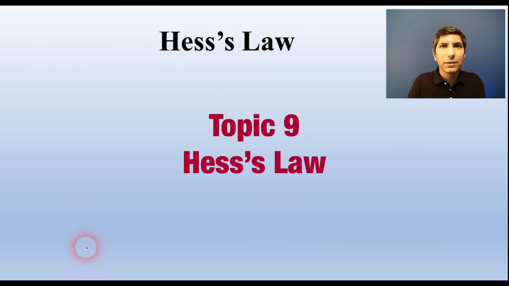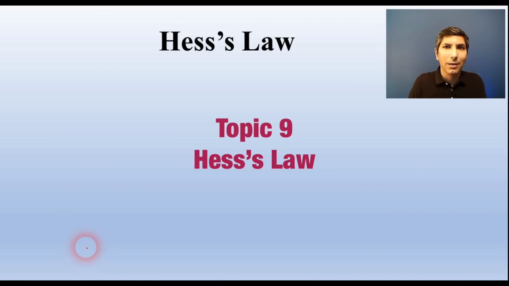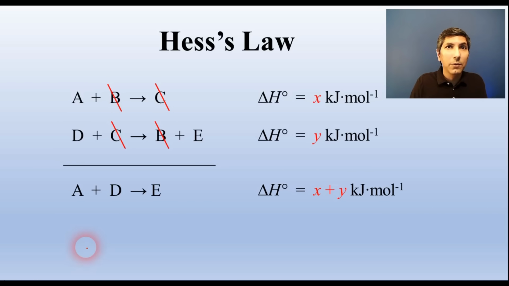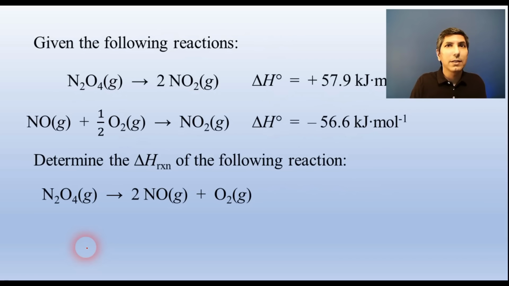The last way to solve for delta H is to use Hess's law. The idea here is that if 2 reactions add up to give you a new reaction, those 2 delta H's will add up to give you the delta H of the new reaction. Sometimes you need to flip around reactions and multiply reactions to make them add up, like in this example.